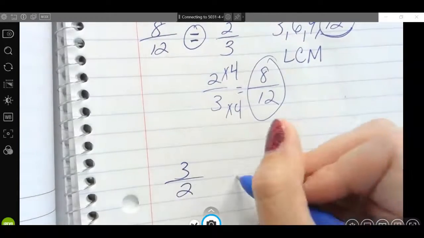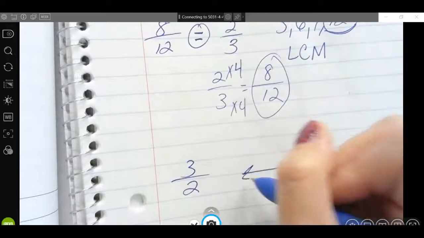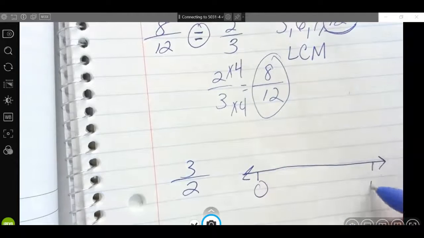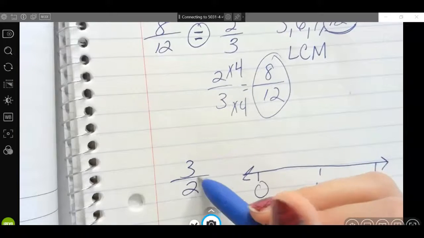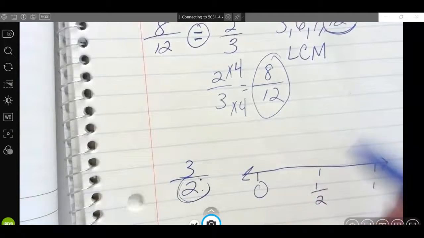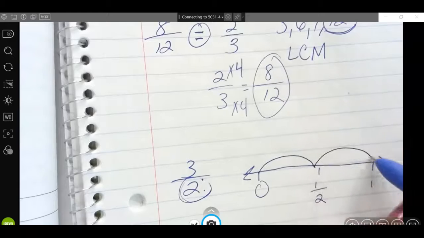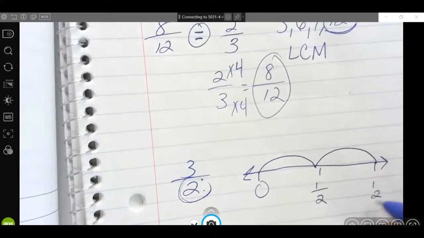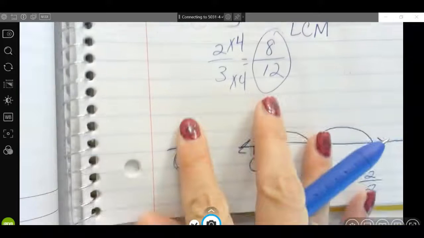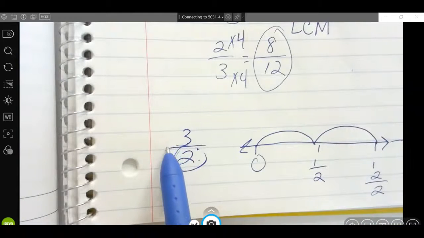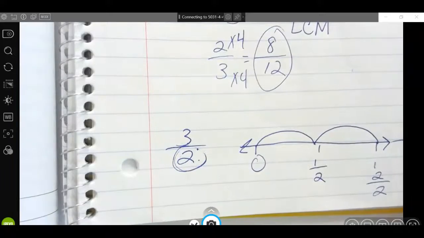3/2. Last week we were talking about fractions on a number line. If I were to draw, this tells me half, so there's 2 equal parts. So 1, 2. So this would be 2 halves. Where would 3 halves be? It'll be 1 and 1/2. Yeah. What do we also know about this fraction? It's over one whole. Yep, it's more than one whole.